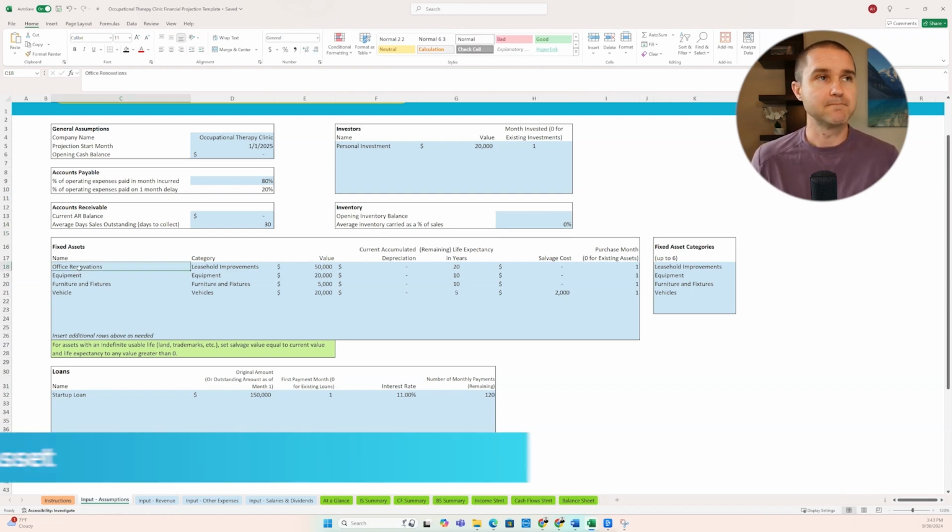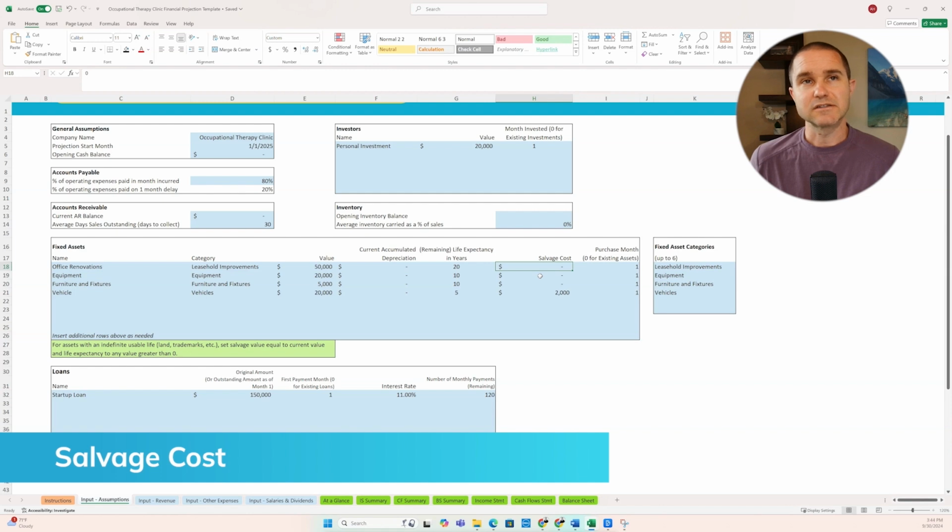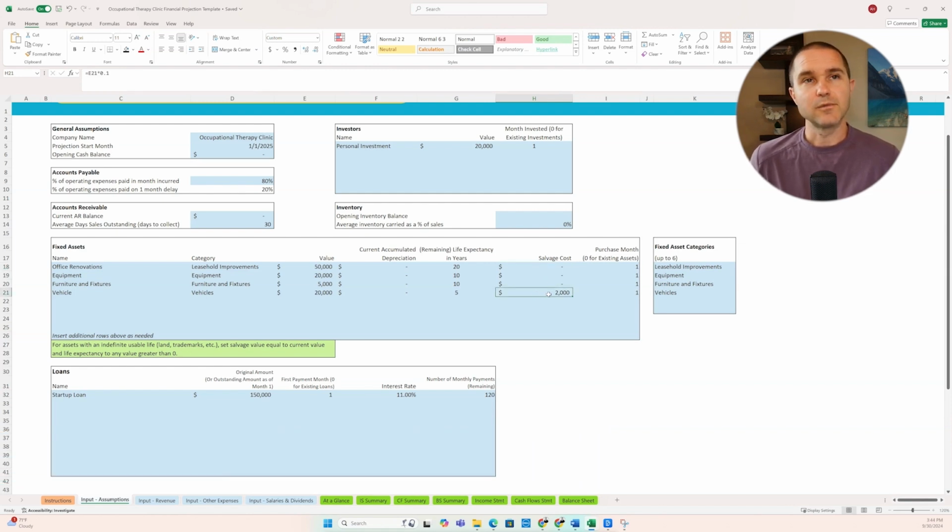And then on the fixed asset side, let's assume you are going to lease an office and you need to do some office renovations. And so you've got $50,000 here for an office renovation, maybe $20,000 for initial equipment, $5,000 for some furniture. Then maybe you have a company vehicle as well, and so you've got that in here at $20,000. You can set the useful life, the years that you expect these different assets to be usable. And then the salvage cost is just what they're worth at the end of the useful life. Maybe you can sell the car for scrap for $2,000. So that's the idea there.